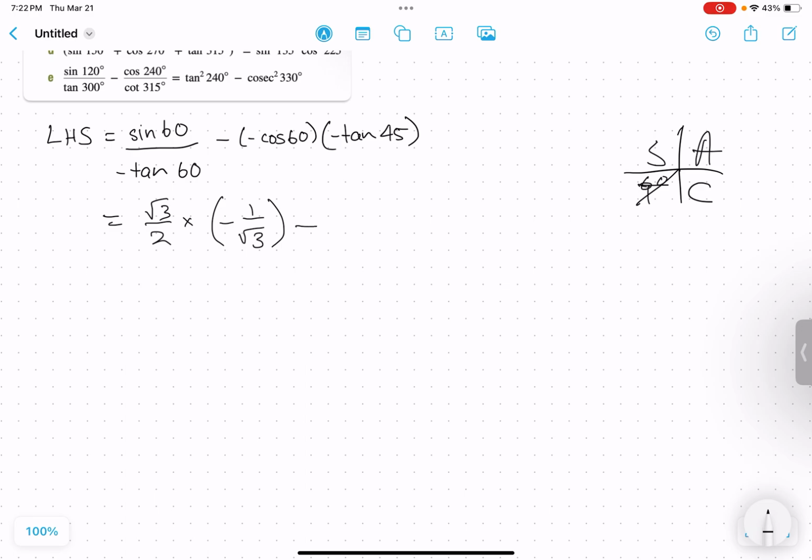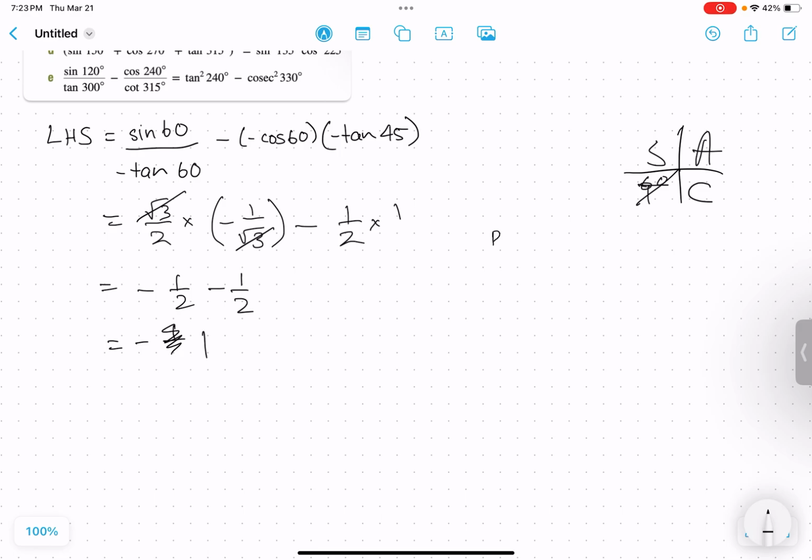So that's a minus. And then I can forget about those other minuses. So cos 60 is a half. Tan 45 is 1. So we've got, and those cancel, so we've got negative a half, which is negative 1. Whoops, negative 1. All right, that's our left-hand side.